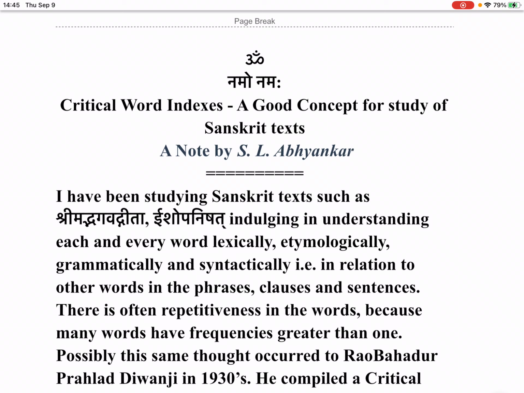Om. Namo Namah. Critical word indexes, a good concept for study of Sanskrit text. A note by S.L. Abhyankar.